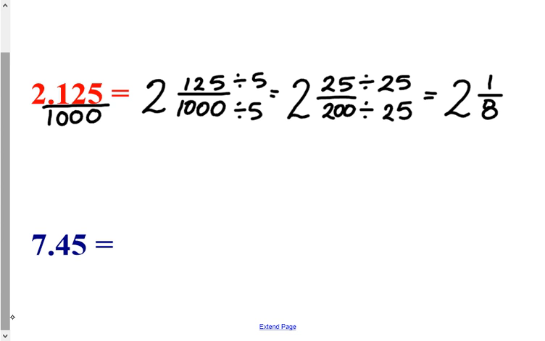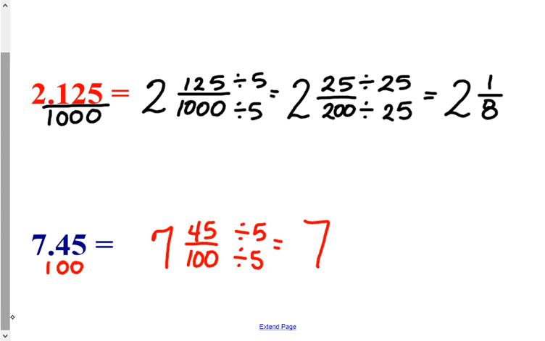One more example. So this one is going to say 7. When I read it, I'm going to put my 1 under my decimal, my 0 under each place afterward. That helps me read it as 7 and 45 hundredths. So I'm going to write it as 7 and 45 hundredths. And then I'm going to reduce or simplify. 45 and 100 can both be divided by 5, giving me 7 and 9/20ths. So my answer for this one is going to be 7 and 9/20ths.